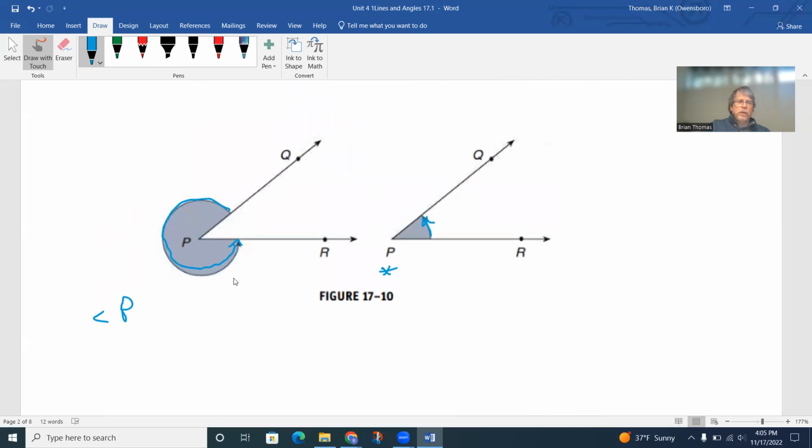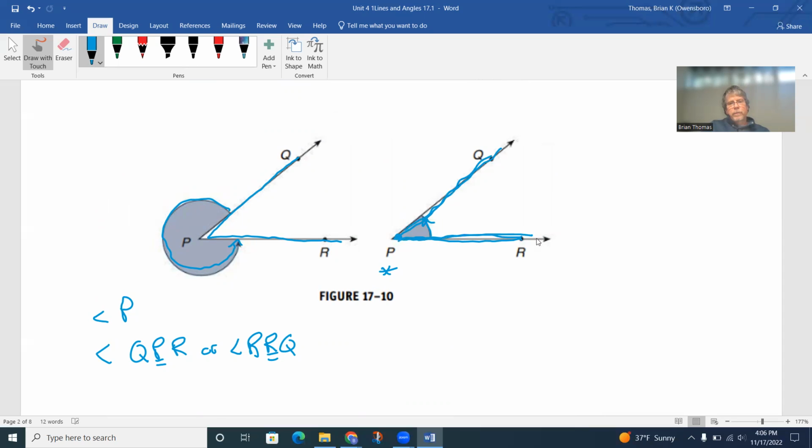So again, I can name it as angle P, or I could also name it with 3 letters. I can name it as QPR, or angle RPQ. Notice again, the vertex has to be in the middle. So I could go Q to P to R, or I can go from R to P to Q. Notice how an angle has this vertex point, and it has to have these 2 sides.